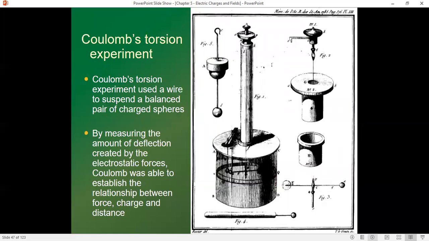Now, to do this, he came up with a brilliant experiment. He used a torsional balance. He basically suspended a wire on a balance with charged spheres, similar to, I believe, Cavendish's experiment to find the universal gravity constant. He measured the amount of deflection created by the electrostatic force and was able to develop this relationship between the distance and the force.